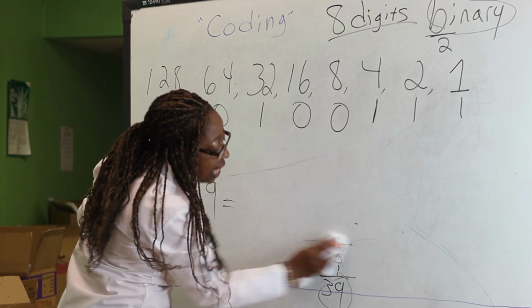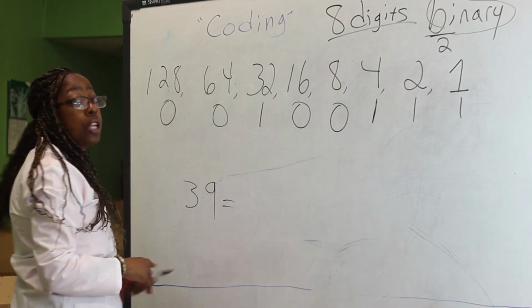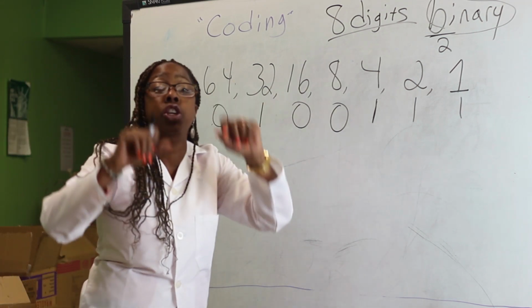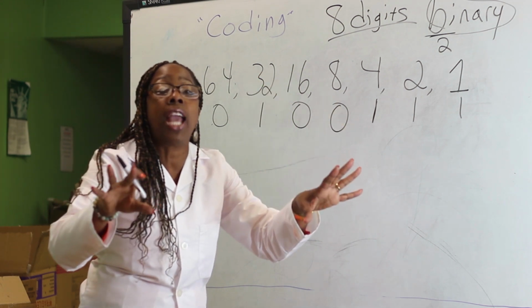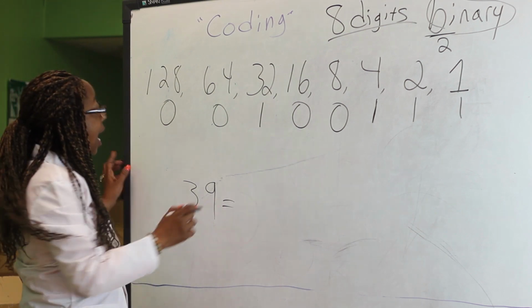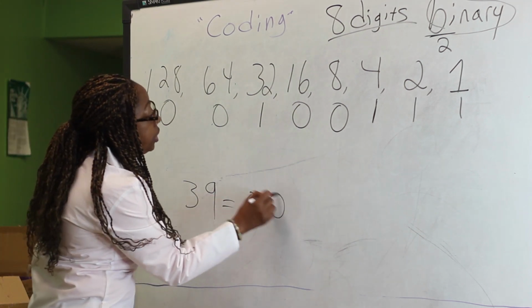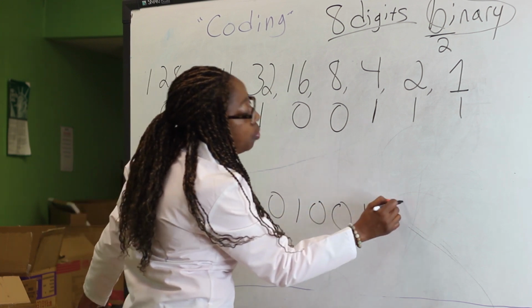I'm going to erase this because I had to check myself and make sure my numbers were correct. Yes, I used my fingers. You can use your fingers. You can use your phones and your calculators and all that good stuff. You want to get to the right number. So the code for 39 is 0, 0, 1, 0, 0, 1, 1, 1.